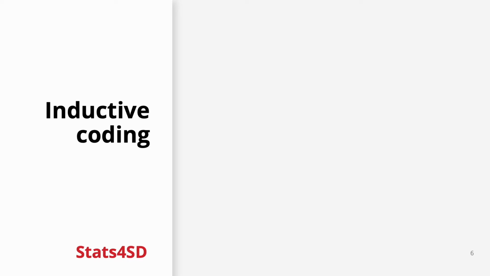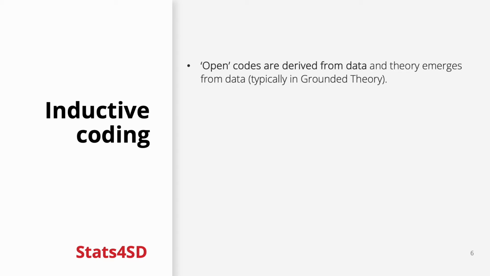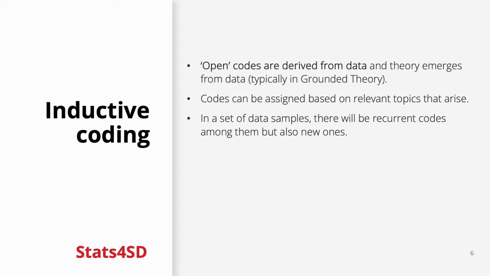In inductive coding, codes are open as they are derived from the data and allow theory to emerge from data. Typically, this is an approach used within grounded theory. When looking at individual data samples, codes can be assigned based on relevant or important topics that arise. When looking at a set of data samples, we usually find that there will be recurrent codes among them, but may also need new ones.